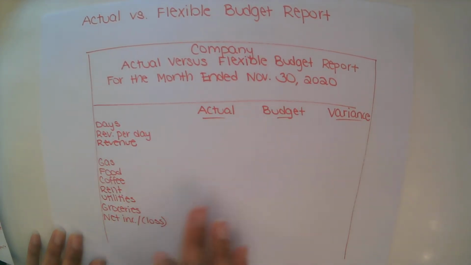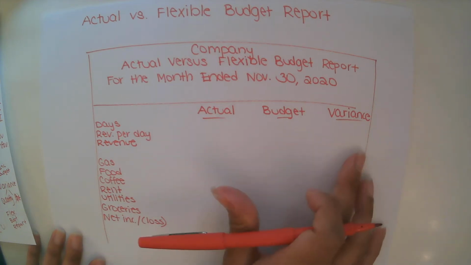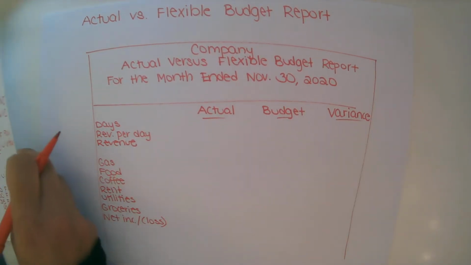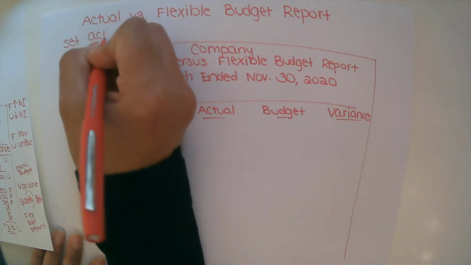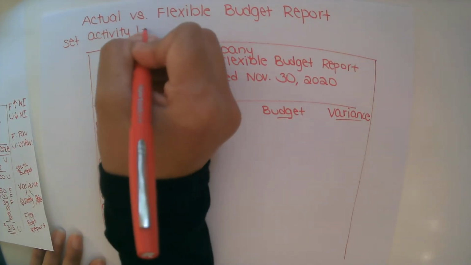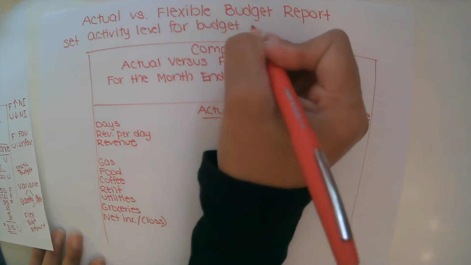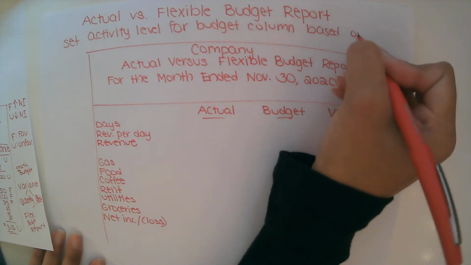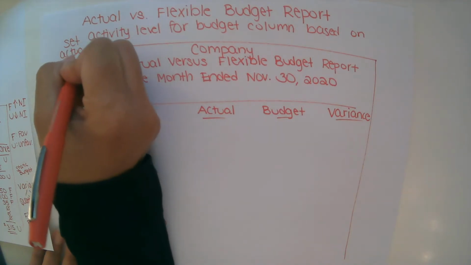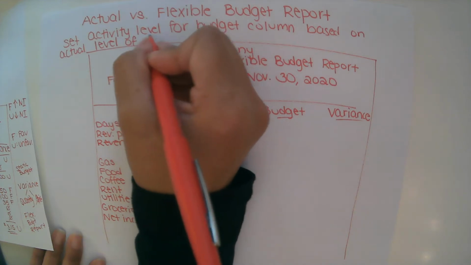Alrighty, so I've set this up. Now the difference between the static budget and the flexible budget really happens here in the first line. We set the first line to be the same, okay? So we set it to be the actual. Set the activity level for the budget column based on the actual level of quantity or output.